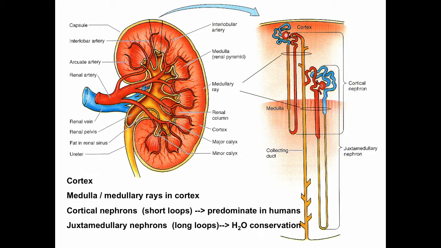We can define cortical nephrons, which begin high up in the cortex, and these are also called short-looped nephrons. Those are the nephrons that predominate in humans. And then we can talk about juxtamedullary nephrons, nephrons that begin near the boundary of the cortex and medulla. These are so-called long-looped nephrons, and they're critically important in water conservation. Now, some histologists also describe an intermediate length nephron, which, as you might expect, is intermediate in length between the short-looped and the long-looped nephrons. That's not something that I feel you need to worry about for this course.